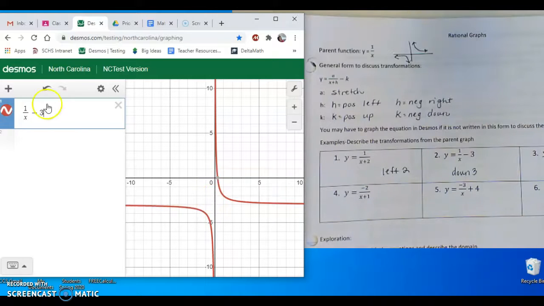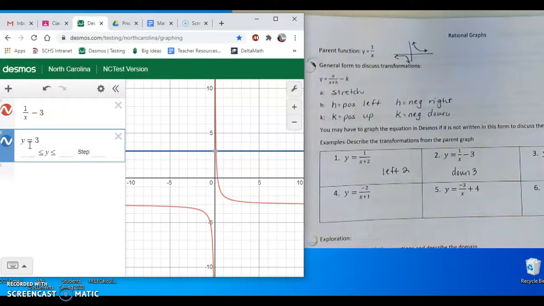Now, if you wanted to check it, you could put y equals 3 right there. Or negative 3, sorry, because we moved down. And as long as that was in the middle of it, yeah, that would be right that I moved it down 3. If you wanted to draw that, you could just to see it. That's up to you.